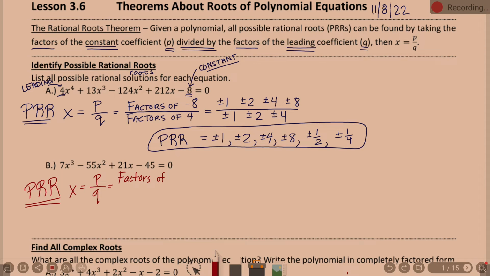Okay, factors of negative 45 over, and why did we pick negative 45, by the way? It is our constant, right? No variables with it. You're looking at the term without variables. Over factors of 7. Why 7? Okay, it's our leading coefficient. Okay, you got the leading in there. That makes me happy there. Okay, I'll take it.